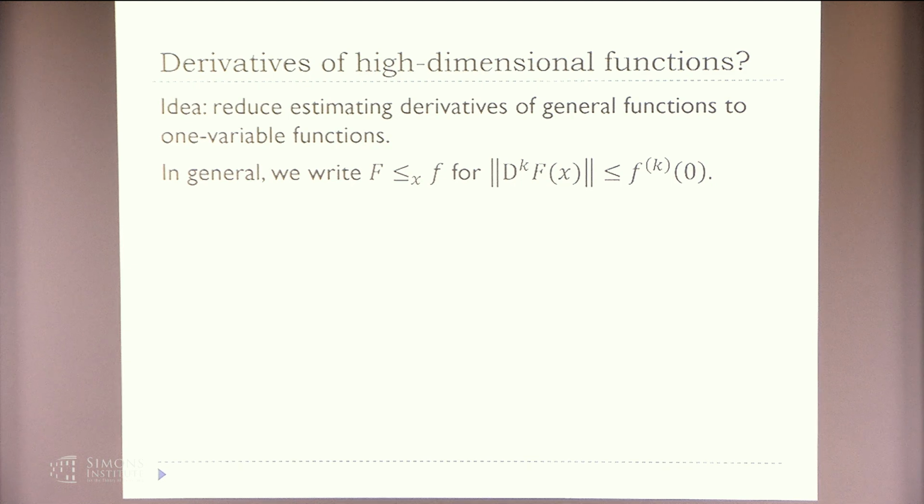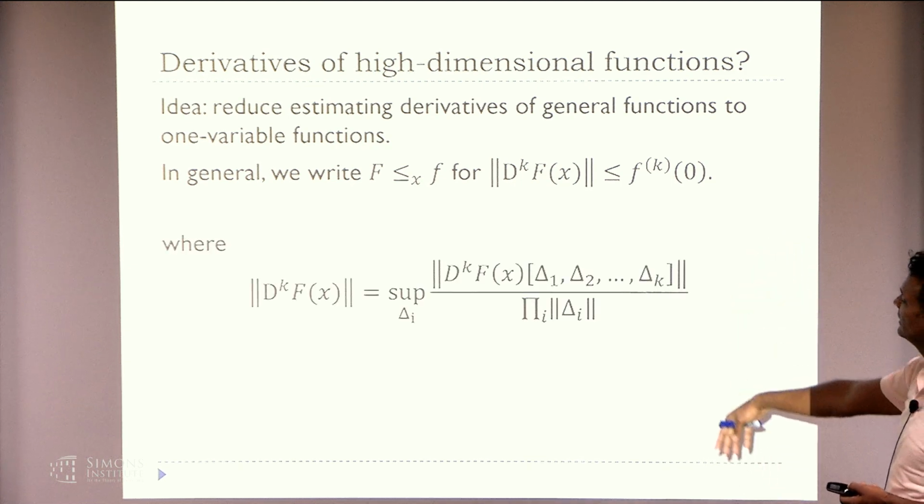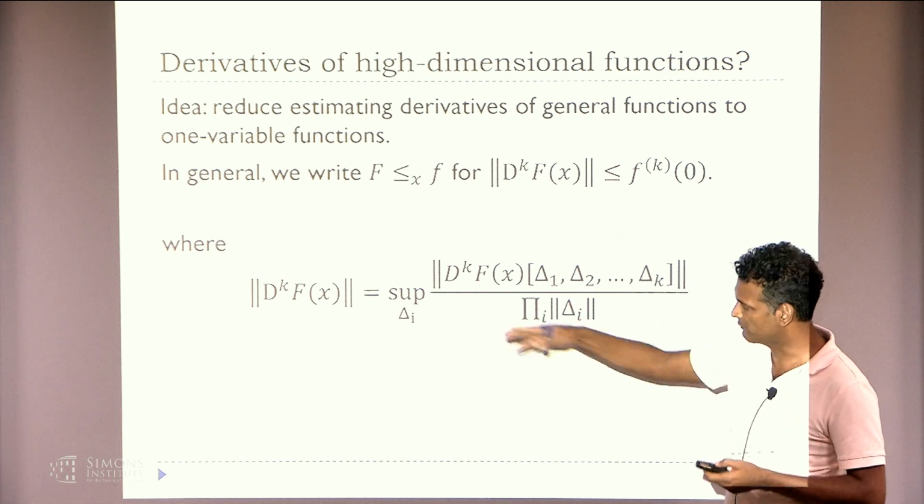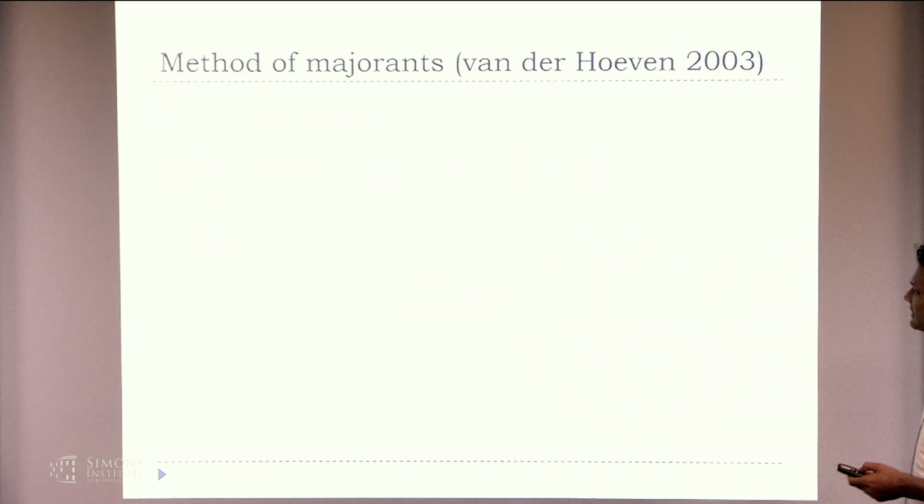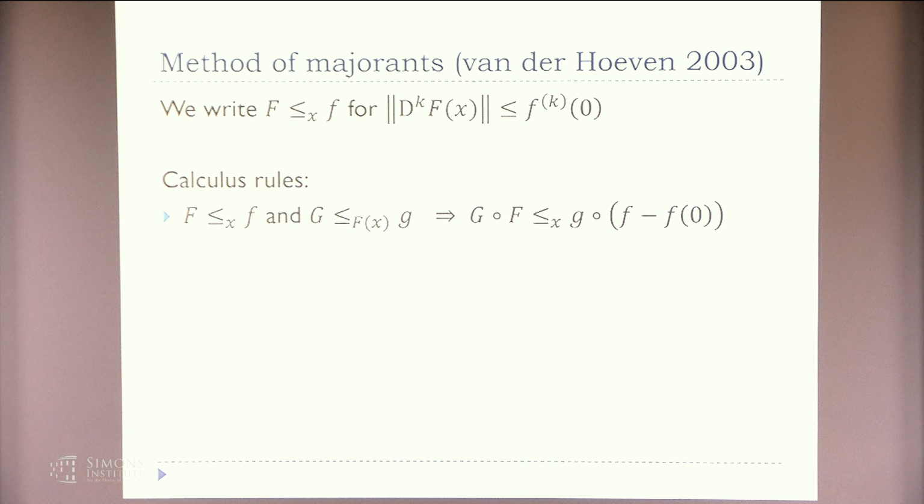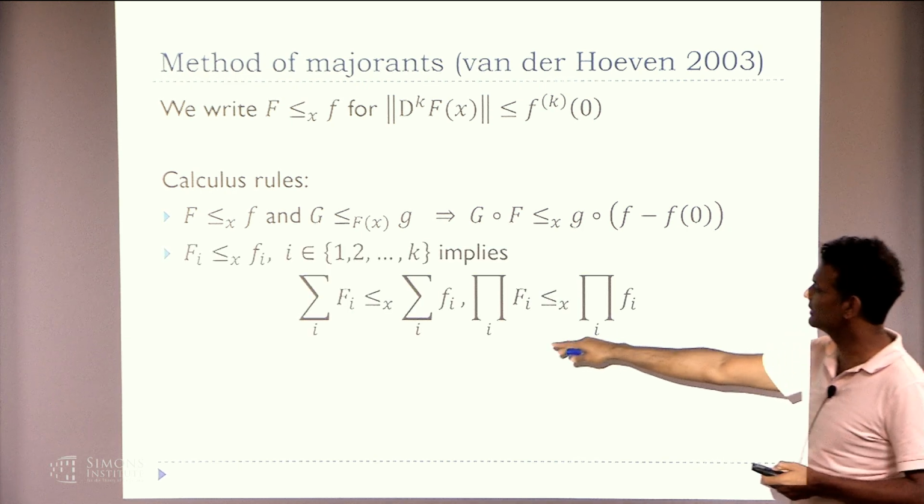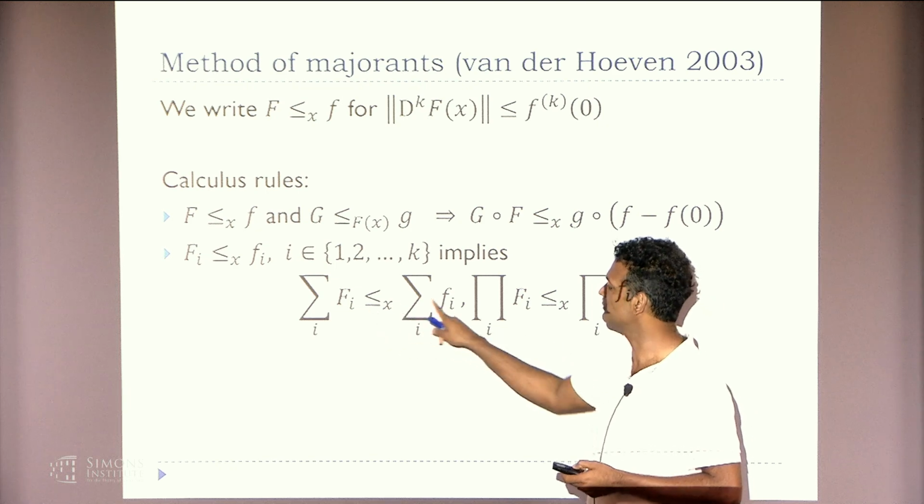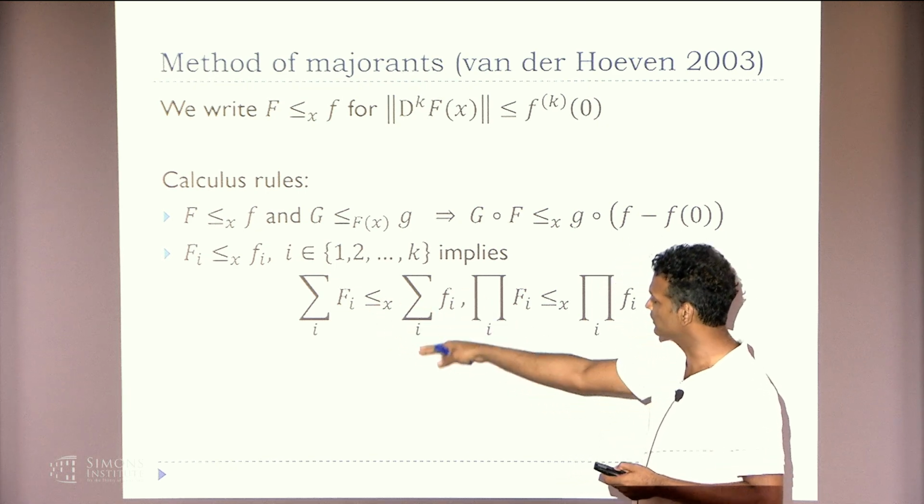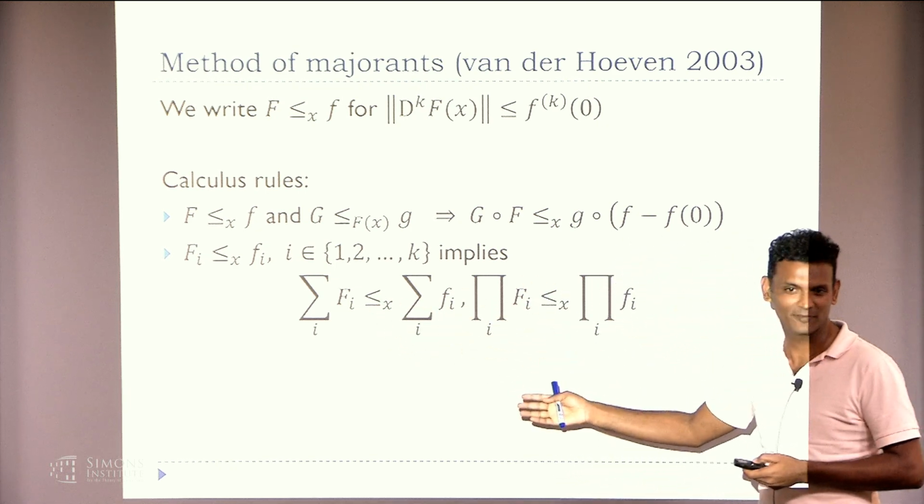But how do you do it for high-dimensional functions? We can develop a calculus to do these inequalities. Basically, if you define the norm of kth directional derivatives, then you get these calculus rules that say, for example, if a set of inequalities are true for functions capital F and small f, then it's true for the sum, it's true for the product, and so on.